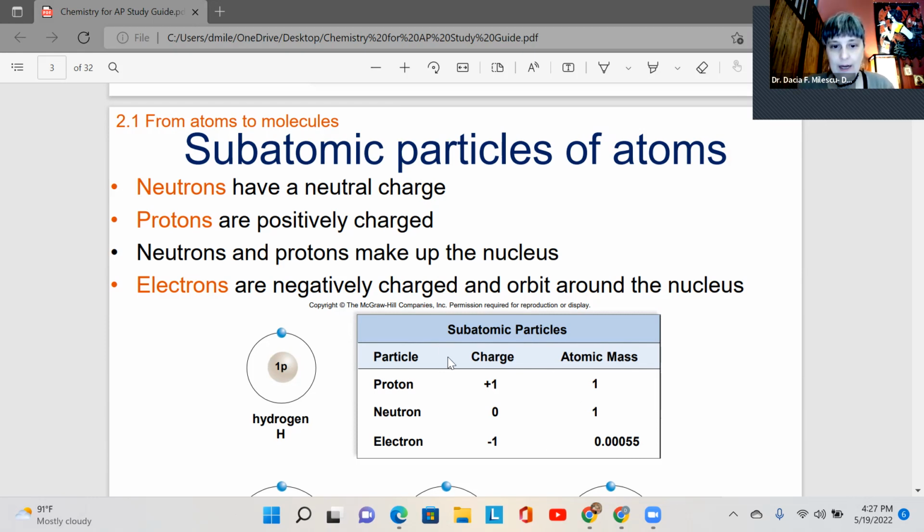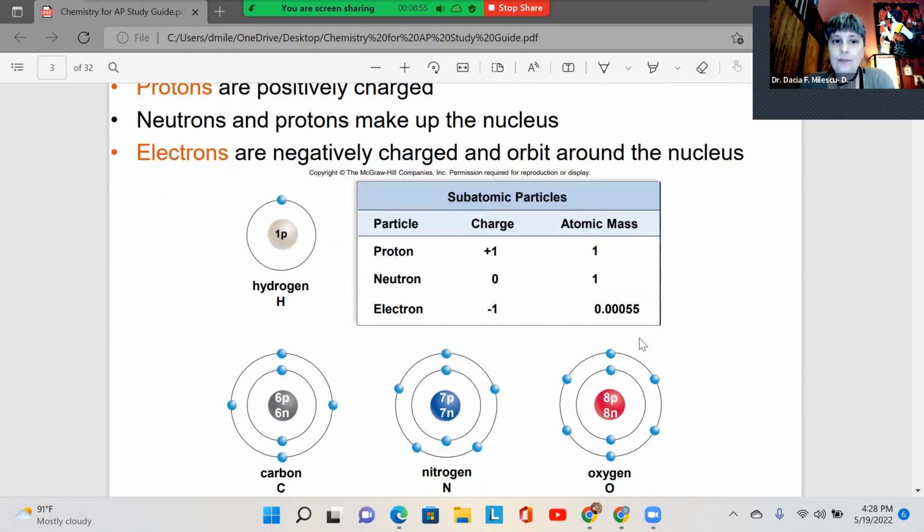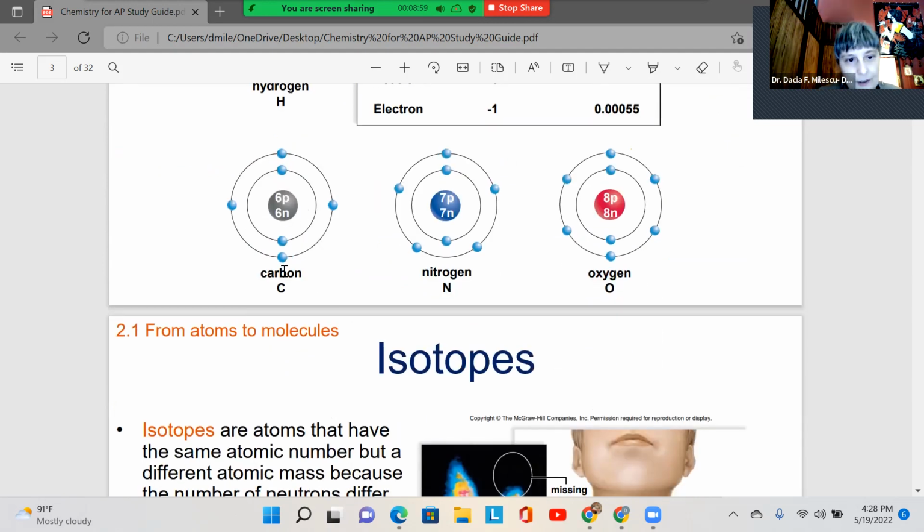So here it is. We have one proton, that's the atomic mass, has a charge of +1. Neutron has no charge, it's 0, but it has an atomic mass of 1. The electron that circles it has a negative charge, -1, and has this atomic mass, very tiny. And together, it makes up this hydrogen ion. Now take a look at carbon, nitrogen, oxygen.